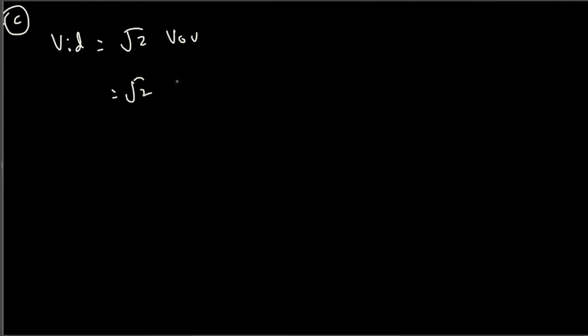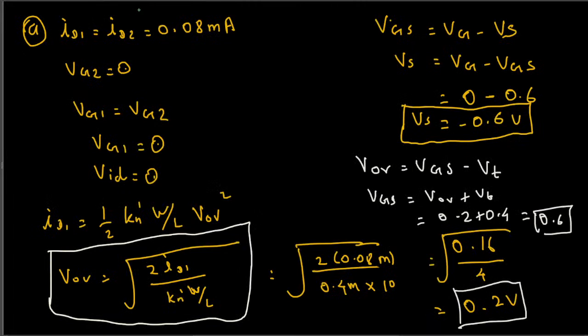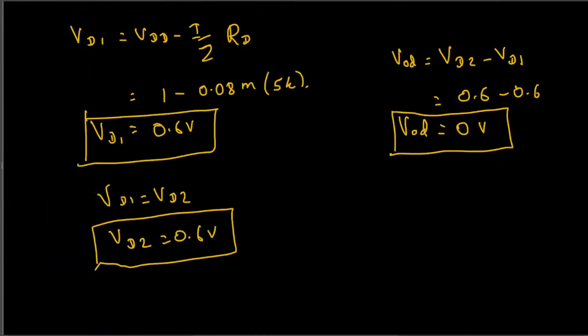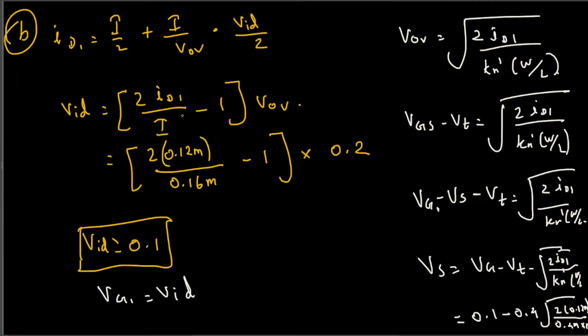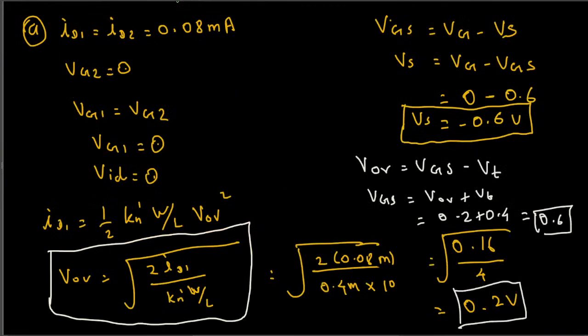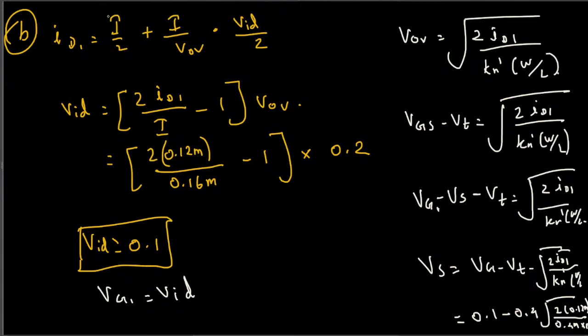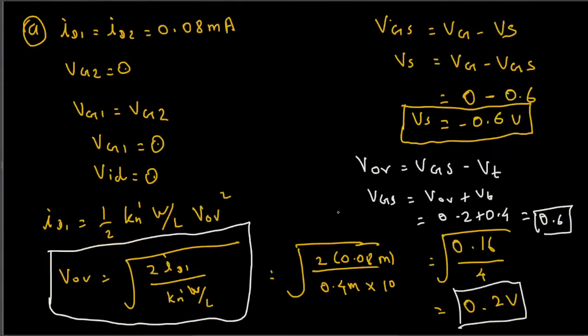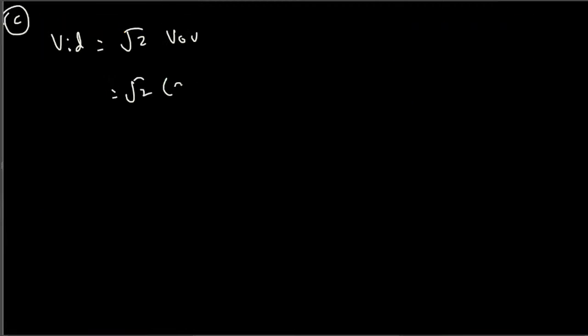And square root of 2 VOV, I calculated in my previous video, that one to be 0.2 voltage. You can watch my previous video to look at it. So we already have that value, that is 0.2. Plug that in, and if you solve for that, that becomes 0.283 voltage. Okay, so now we have the input differential voltage.